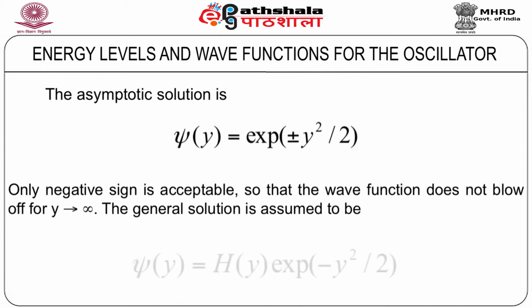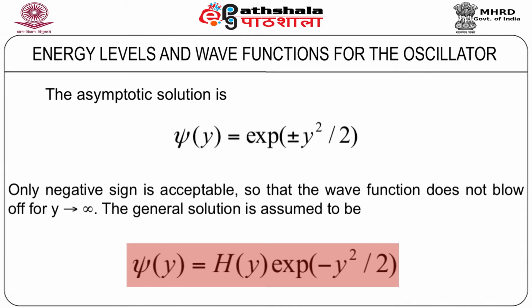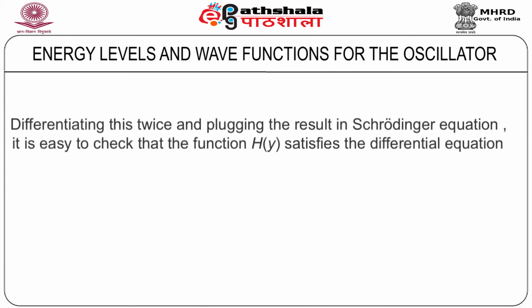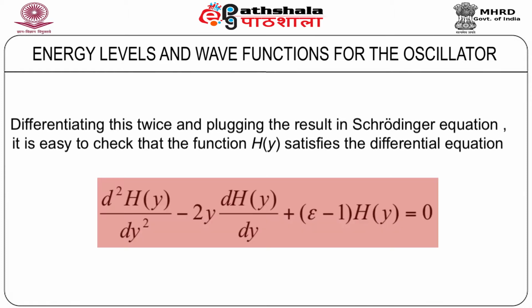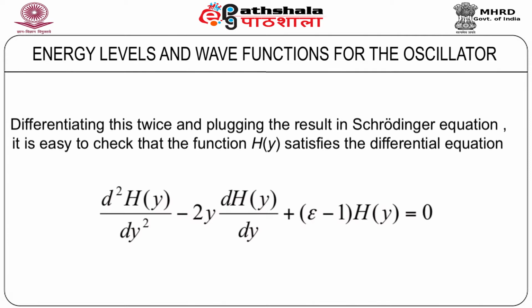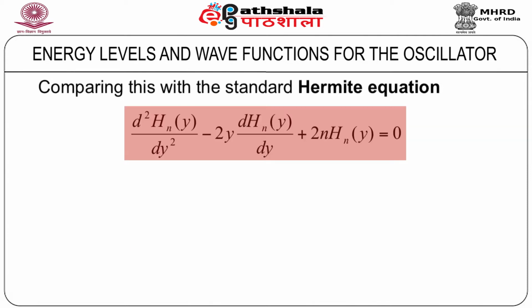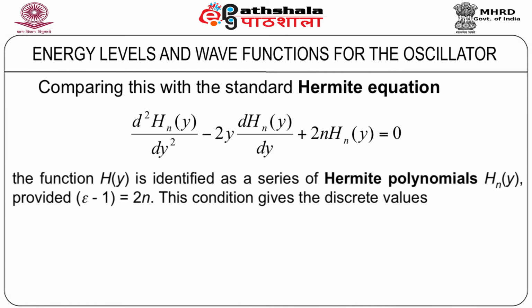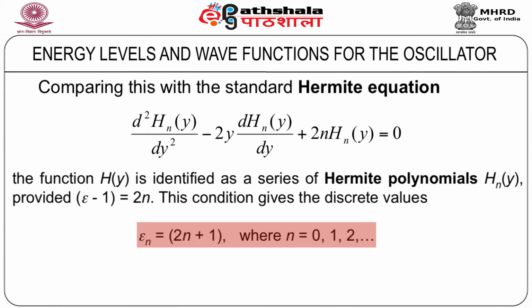The general solution is assumed to be psi equal to some function of y times the asymptotic solution, which is exponential minus y squared upon 2. So differentiating this twice and plugging the result in the Schrödinger equation, it is easy to check that the function H(y) satisfies the differential equation d squared H dy squared minus 2y dH dy plus (epsilon minus 1) H equal to 0. Comparing this with the standard Hermite equation, we find that the function H(y) is identified as a series of Hermite polynomials provided epsilon minus 1 is equal to 2n. So this condition gives the discrete values epsilon n equal to 2n plus 1, where n is equal to 0, 1, 2, and so on.